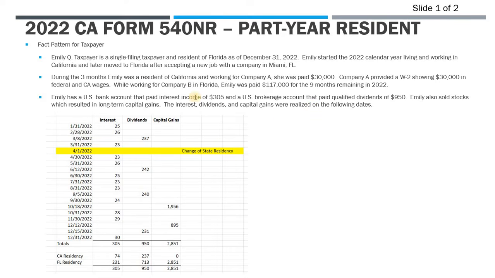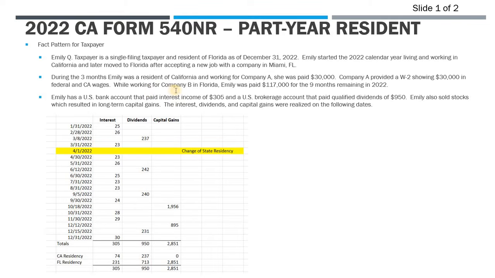2022. So for the first 3 months of the year, she was a resident of California working for Company A, and the wages that she earned while working for that company were $30,000. At the end of the year, that company sent her the W-2 showing the amount of income she earned, and it reported the $30,000 in federal and CA source wages.